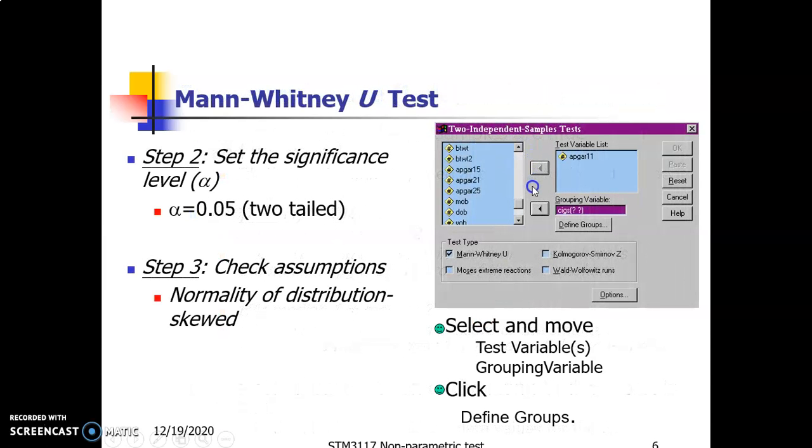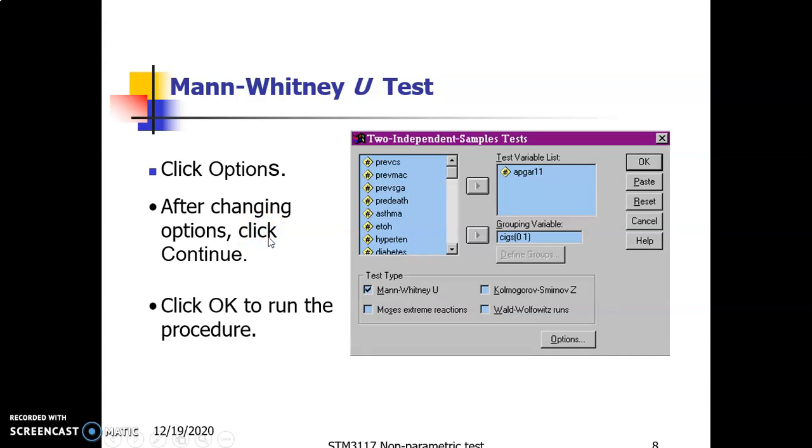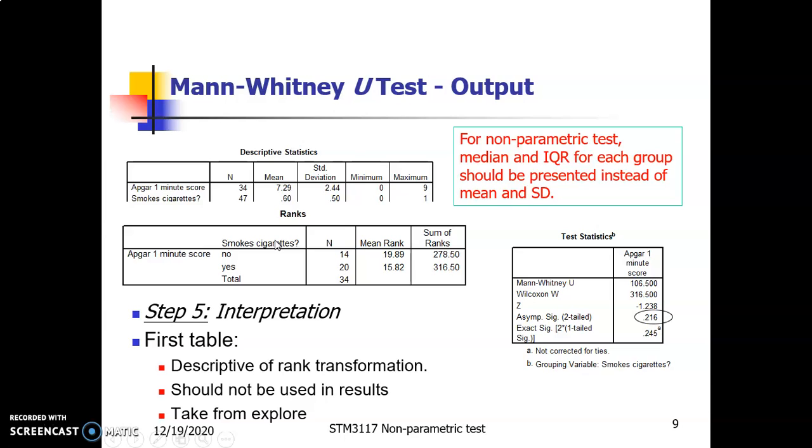So how to run Mann-Whitney? So we open two independent sample t-tests, and then we choose the Mann-Whitney here. Test type, we choose Mann-Whitney. So after clicking the options, click continue. And then we get the results here.